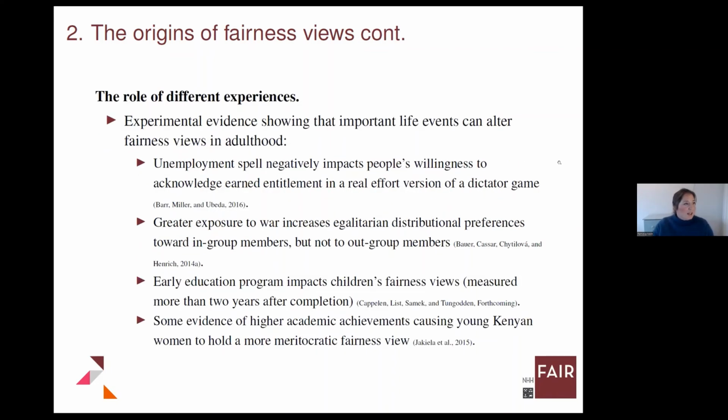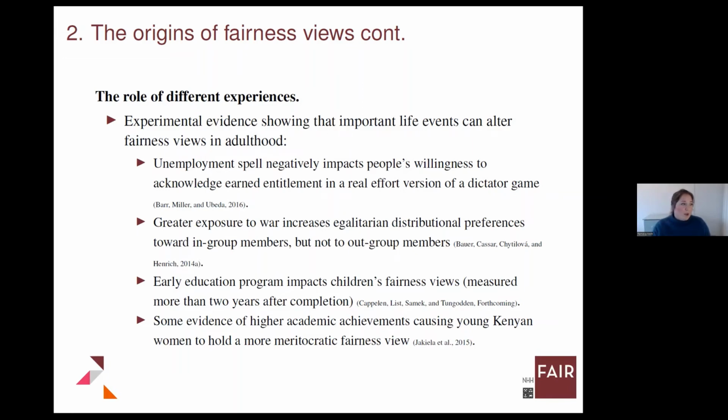And then lastly here, I just want to touch upon the research that has been done in terms of the role of different experiences and how that shapes fairness ideals as well. So here we, for instance, have a few different papers and different settings where they have experimental evidence showing that these events can alter fairness views in adulthood.